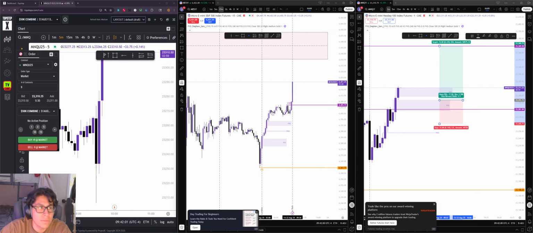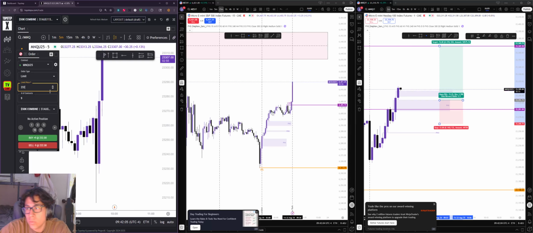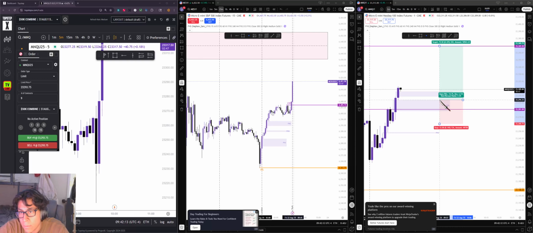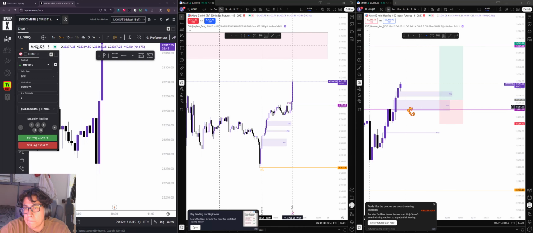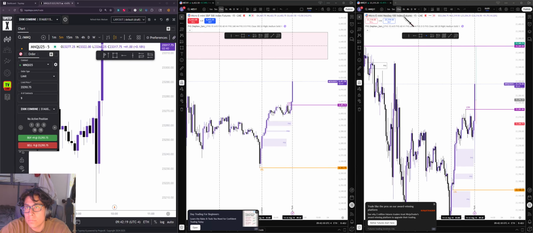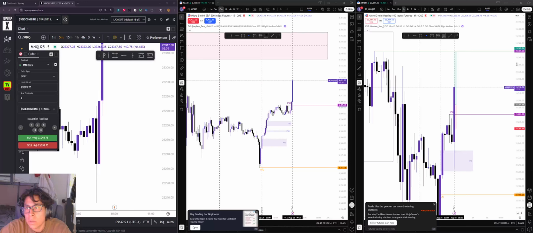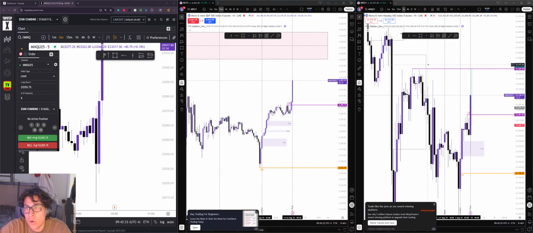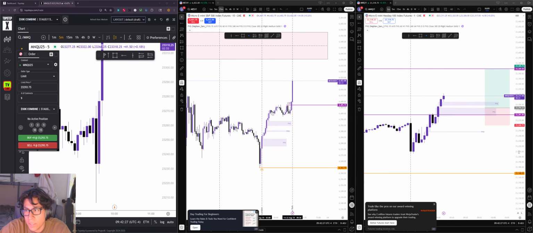$23,293.75. Yeah, I think we want to aim for all this liquidity sitting up here. But I think I want to see a retracement though, ideally.